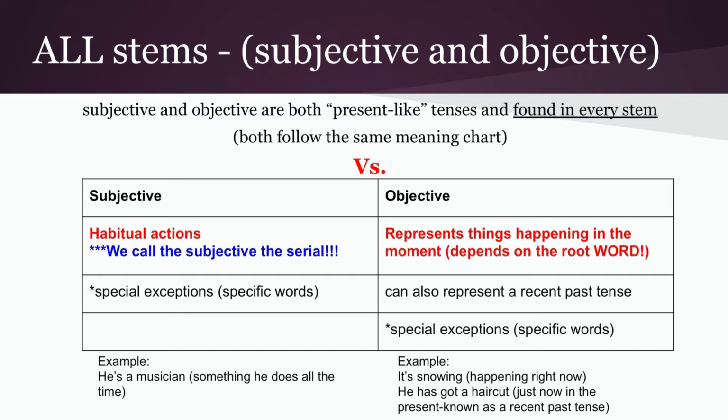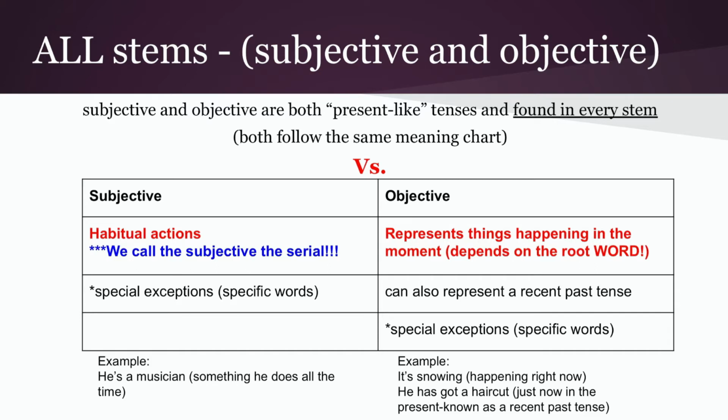All right, so I mentioned what we're going to learn about in this video. We're going to learn about the subjective, the past tense, the future tense, the should, could, or would tense, and the objective. That is five sets of verb conjugations. When you learn stems, you learn that there's two sets of pronouns for every stem. There's a subjective side and there's an objective side. I always get the question, what is the difference between the two? Well, they're similar, but they are also very different.